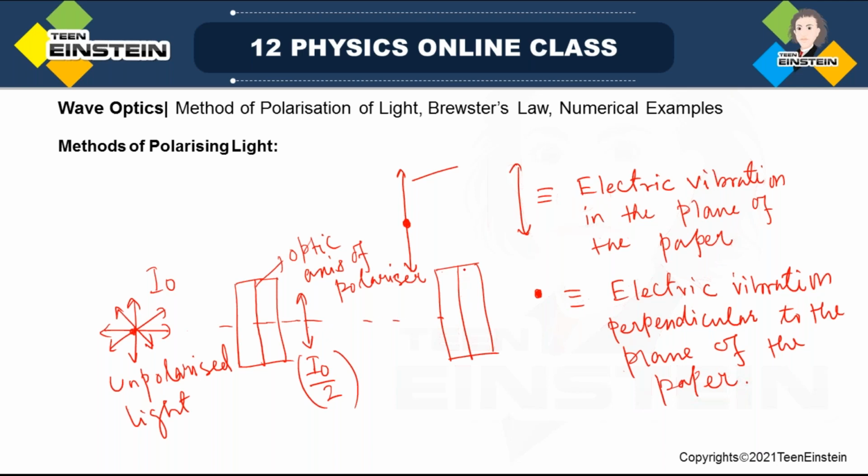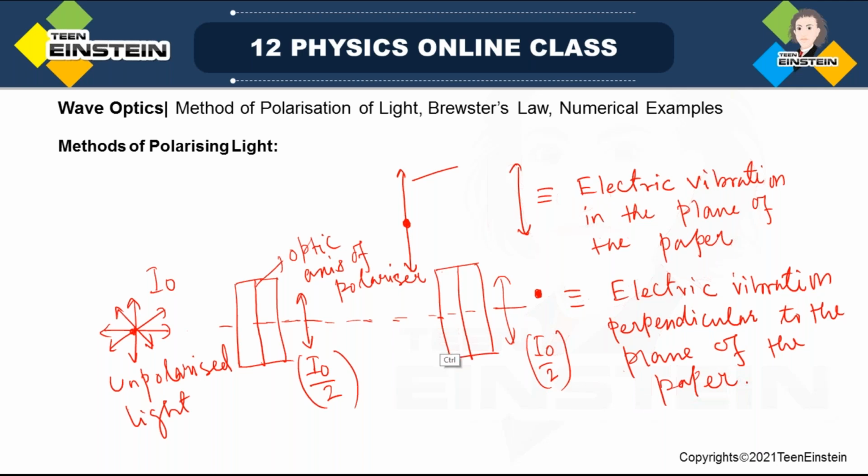If you take another identical polarizer, the analyzer, having the optic axis parallel to the previous one, then the intensity does not change here. This also will pass like this, so the same intensity will pass from here.